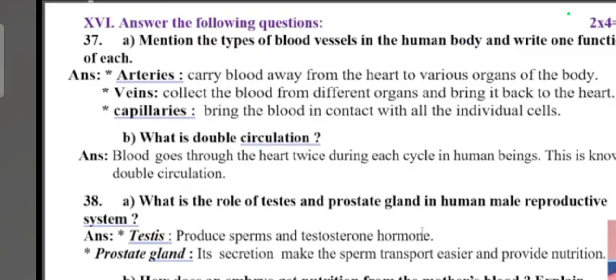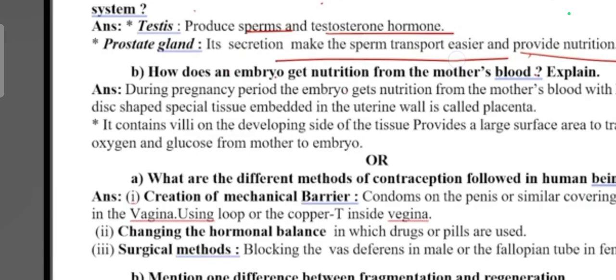Mention the types of blood vessels in the human body and write one function of each: arteries, veins, and capillaries. What is double circulation? What is the role of testes and prostate gland in the human male reproductive system? How does an embryo get nutrition from the mother's blood? Explain.